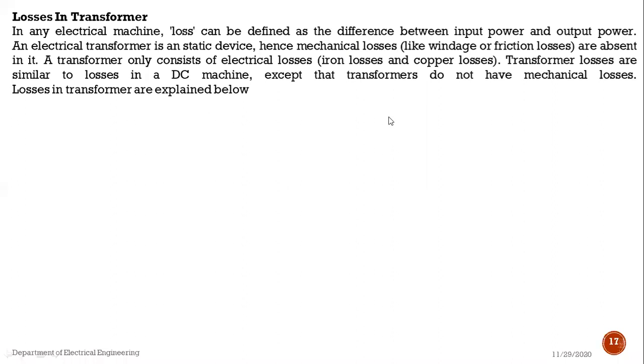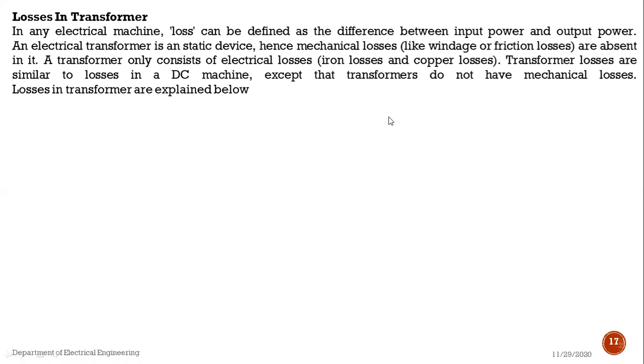Okay, see, the next point is losses and efficiency, that is losses in transformer and the efficiency. So traditional efficiency, commercial efficiency, as well as the all day efficiency. In the transformer, in any electrical machine, the loss can be defined as the difference between input power and output power.